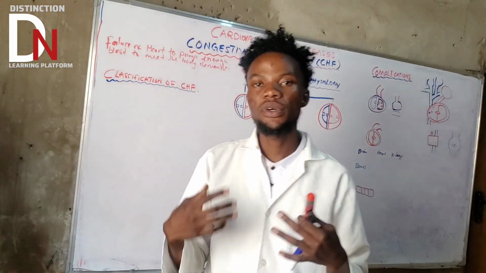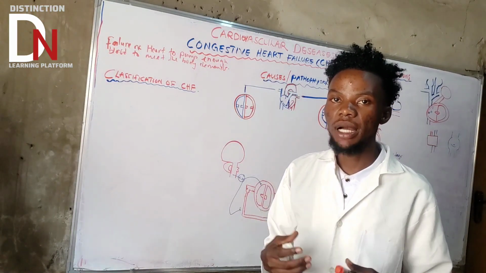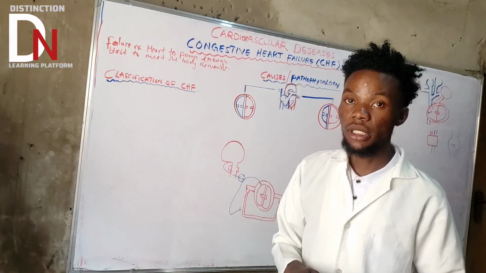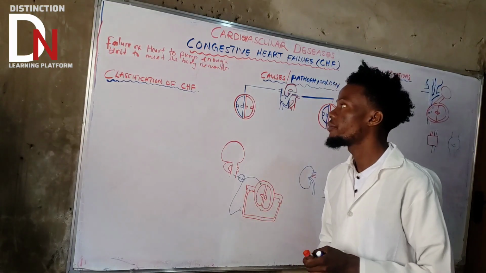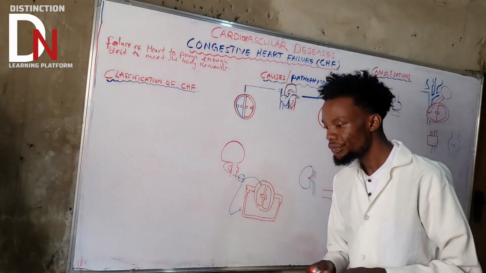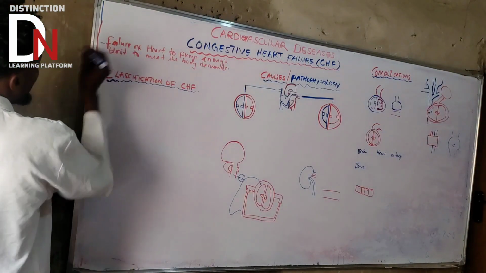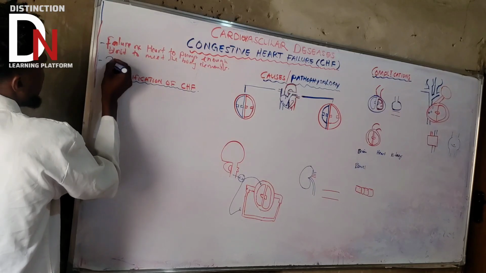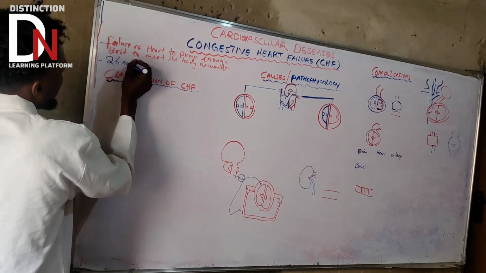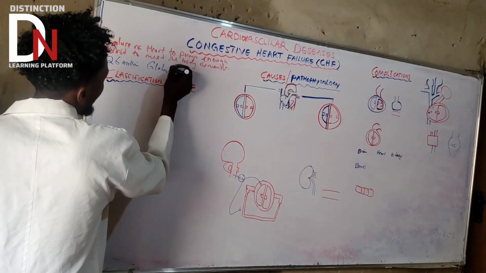The moment the heart fails to pump enough blood to meet the body's demand or metabolic demand, basically the body is experiencing heart failure, sometimes called congestive heart failure. So what did I say about the prevalence? We said it affects about 26 million people globally.